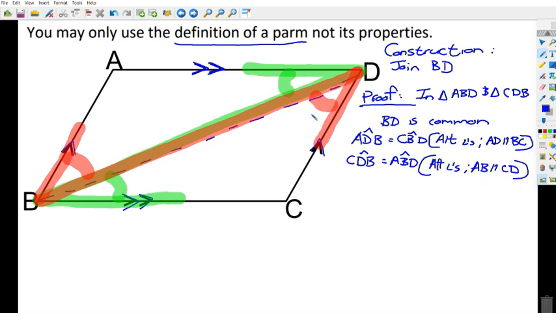So what do I have there? I've got a side, I've got two angles. So are these two triangles congruent? Yes, they are. And what is my reason for that? Good. So triangle ABD is congruent to triangle CDB, and we can say angle, angle, side. Now I haven't proven anything yet. I haven't answered my question.